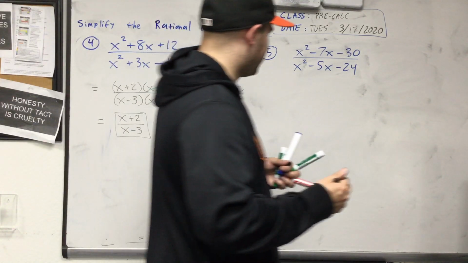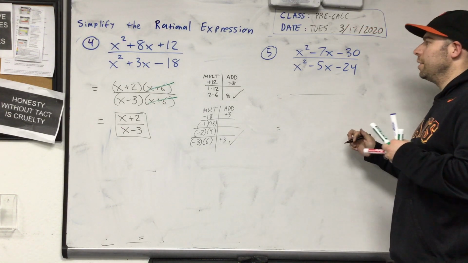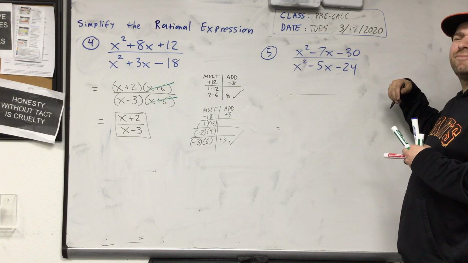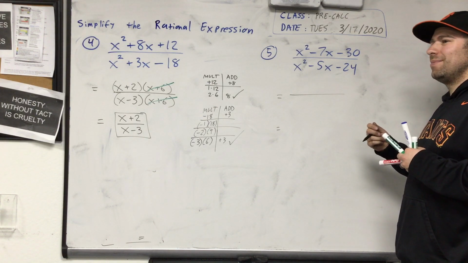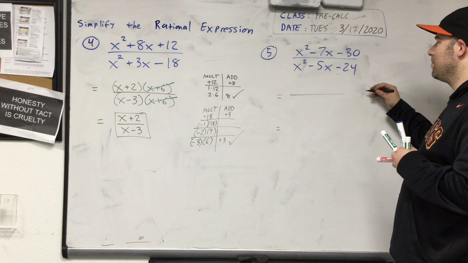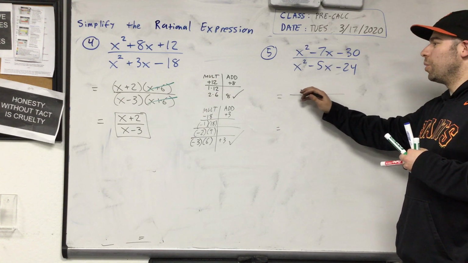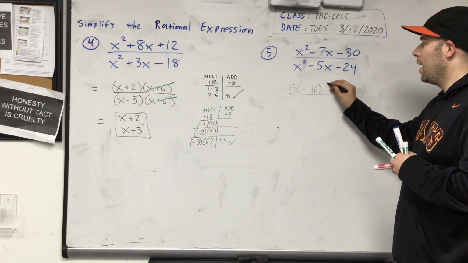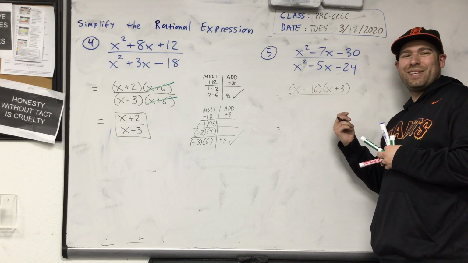Looking on the right, we're going to run this gauntlet. Two numbers, first things first. Can I take something out on the top from all three terms? Nah. Can I take something out on the bottom from all three terms? Nah. So let's make this easy. What two numbers multiply to negative 30 and add to negative 7? That would be a positive negative combination where the negative is stronger. You run the gauntlet, x minus 10, x plus 3. Remember, it's a minus 10 and a positive 3.